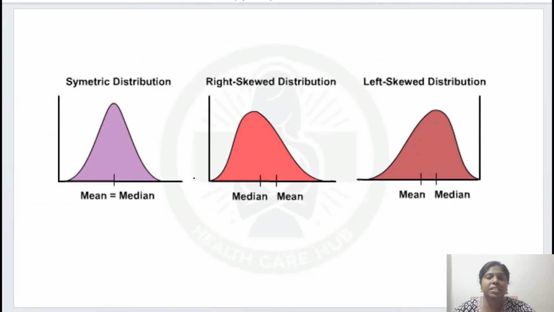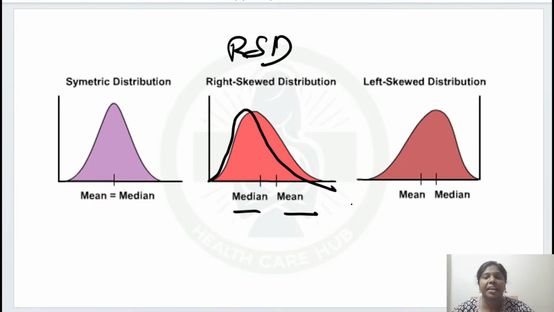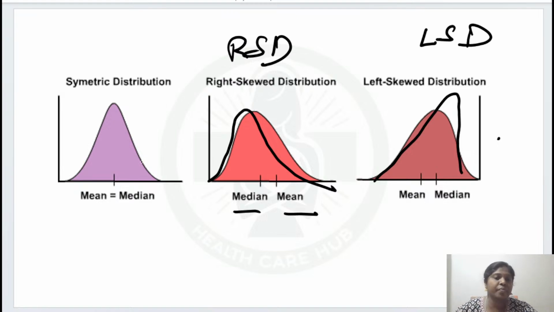If you look at this, this is the median and mean, and if the graph is on the right side, it is called a right skewed distribution. If the same graph is on the left side, it is called a left skewed distribution. If the graph we have plotted is in the middle, then it is called a symmetric distribution.